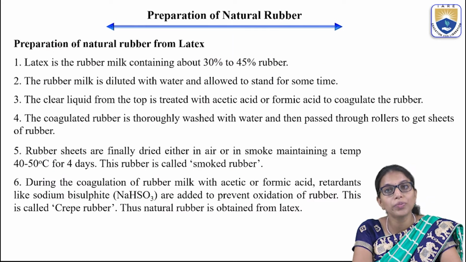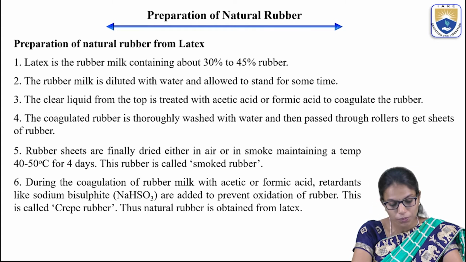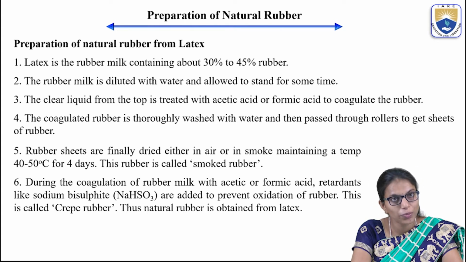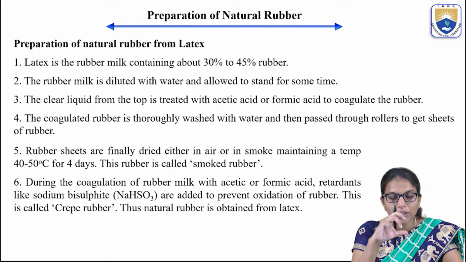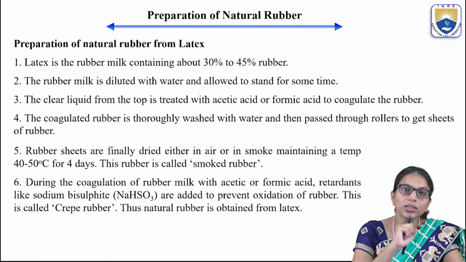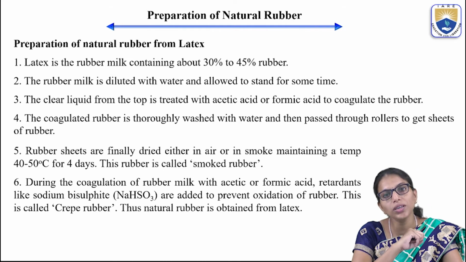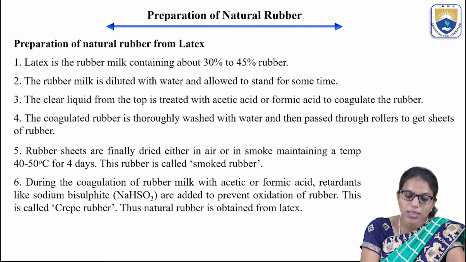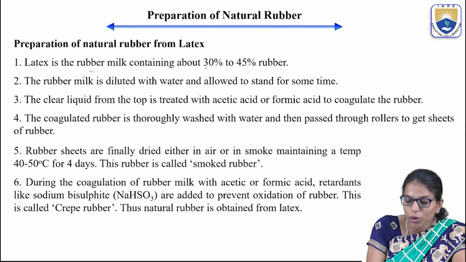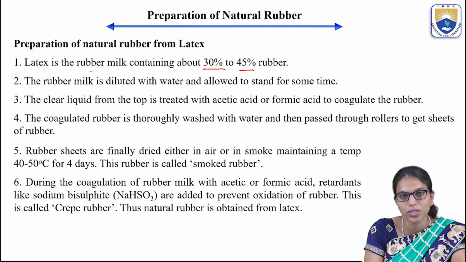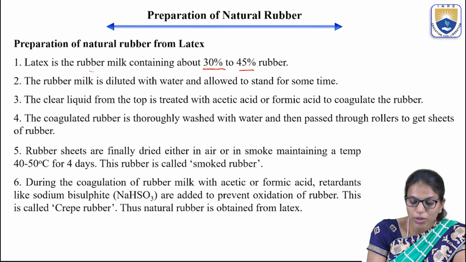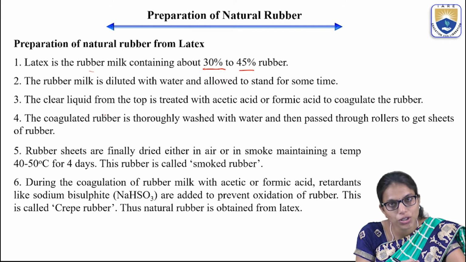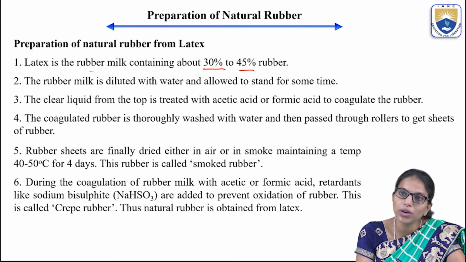Now coming to the preparation of natural rubber. For the preparation, I said we have to start with the tree, and it is formed from that liquid, which is nothing but latex. Latex is the rubber milk containing about 30% to 45% rubber, and the rubber milk is diluted with water and allowed to stand for some time.